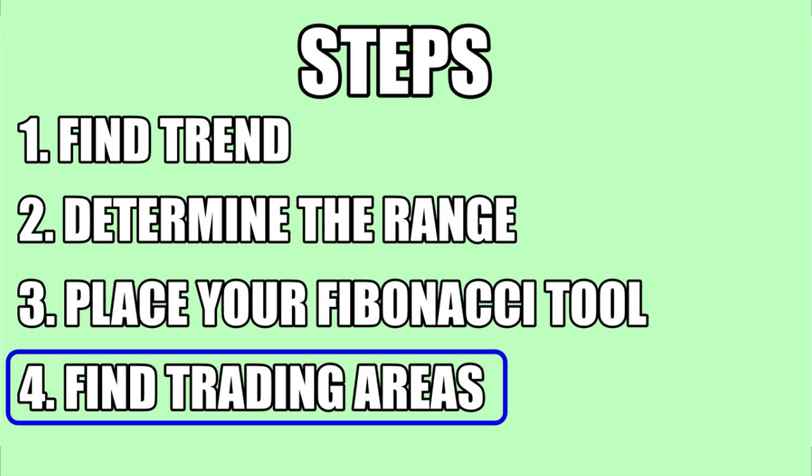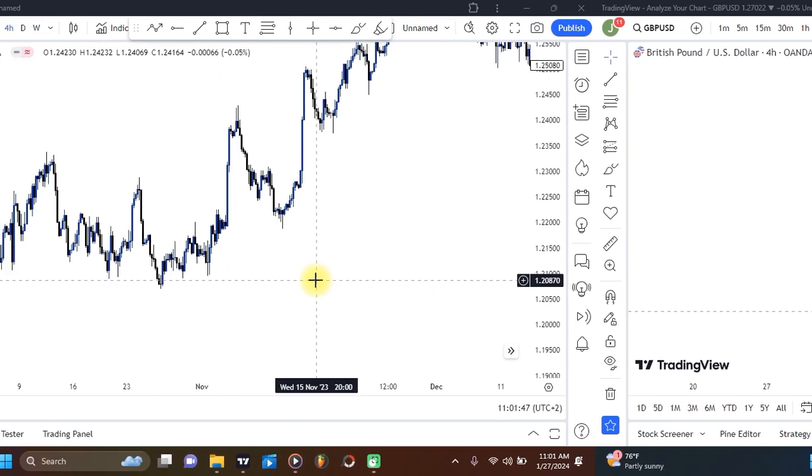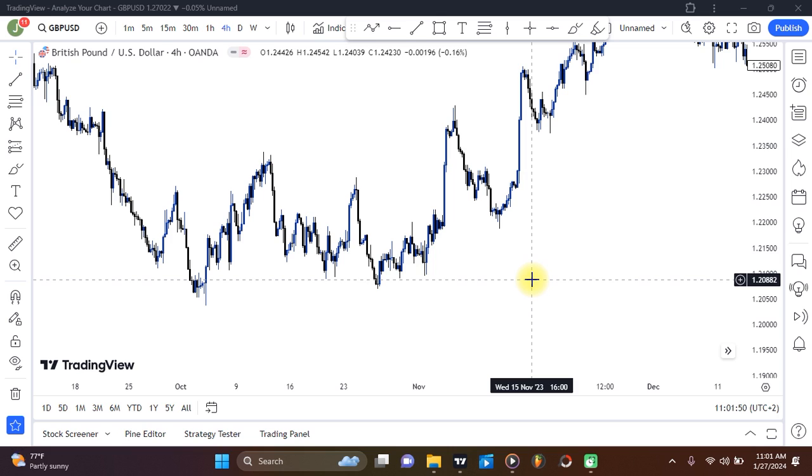So these trading areas can either be order blocks, can be QMLs, they can be supply and demand. Okay, now let's look at this example here. This is the GBP USD on the 4-hour time frame. So the first rule is to determine the trend.